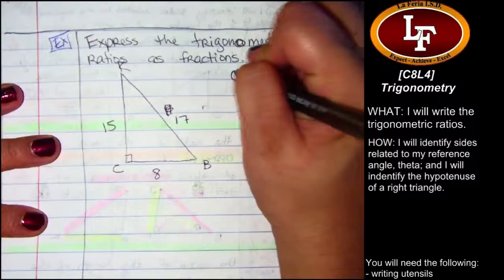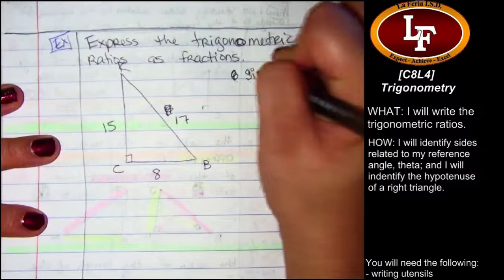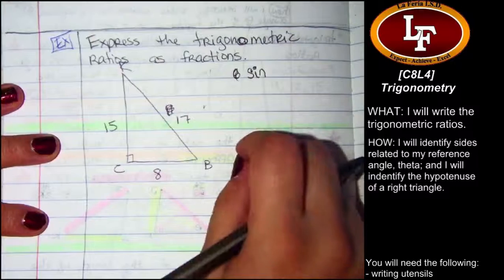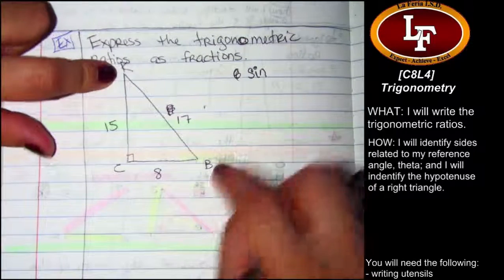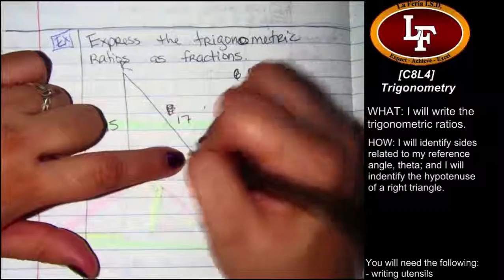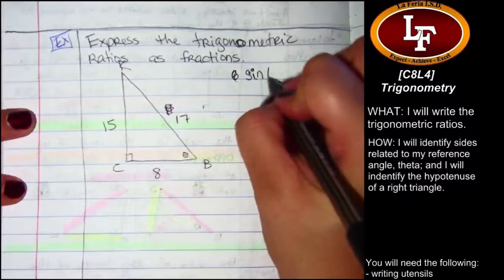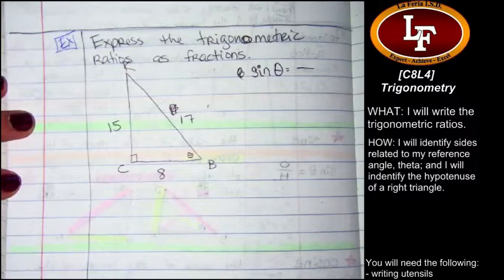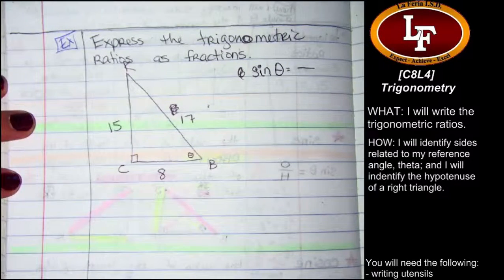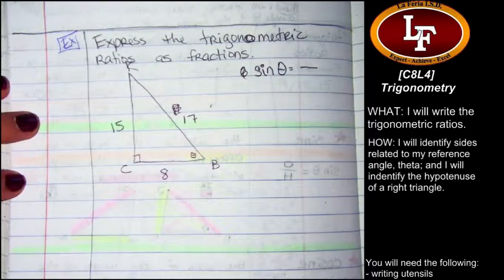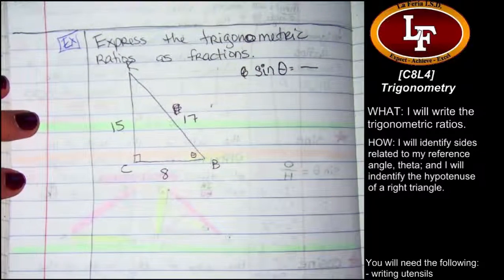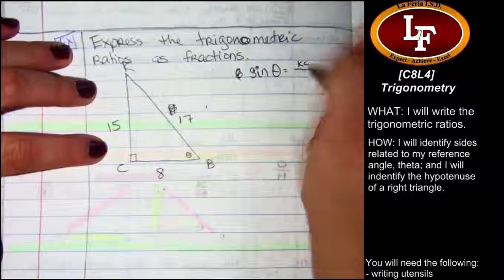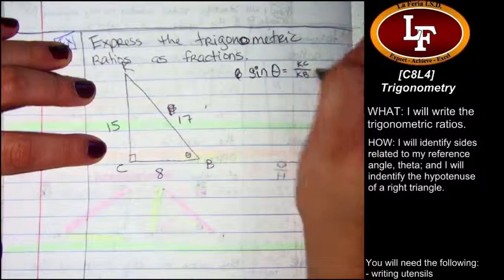All right, so let's look at writing first the sine of our angle theta. Which angle do you want to be theta today? K or B? B. B, you want B to be theta? All right, so angle theta. What's the sine of angle theta? It's opposite over hypotenuse. KC over KB. Fill in the numbers.